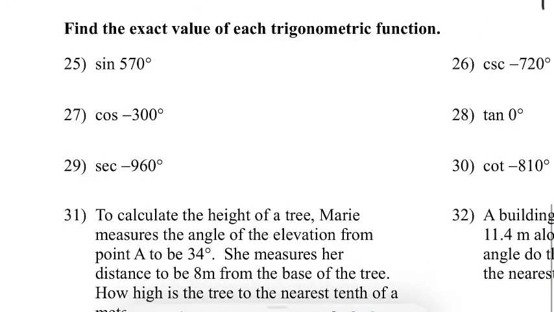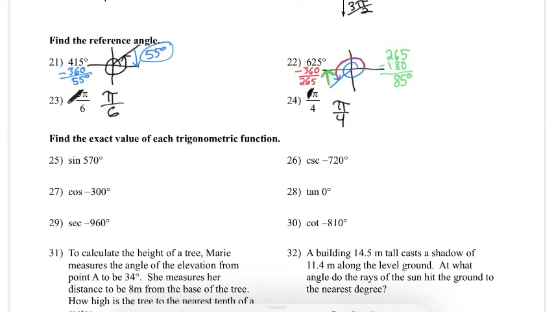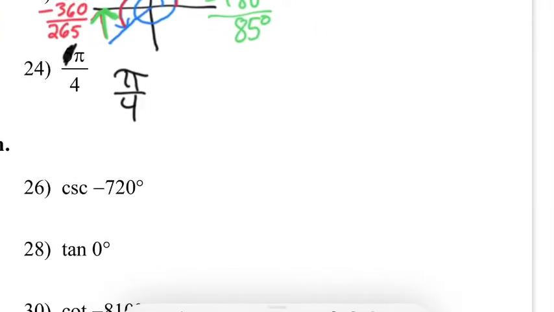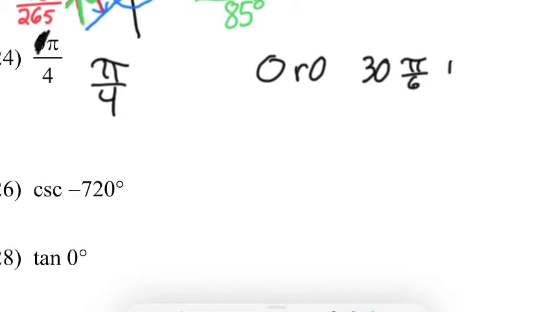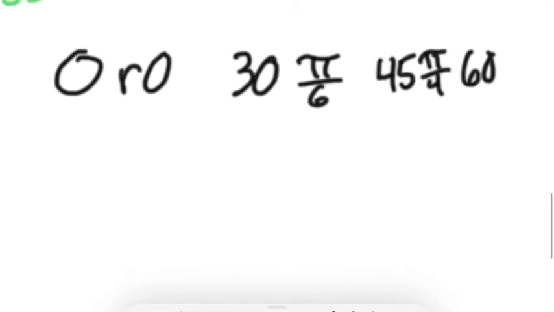So 25 through 30, you have to use your table. So let's create our table really quickly. So we have 0 in radians of 0. You have 30 degrees with radians of pi over 6. Then you have 45 degrees with pi over 4. 60 degrees. I'm going to have to scoot this over.